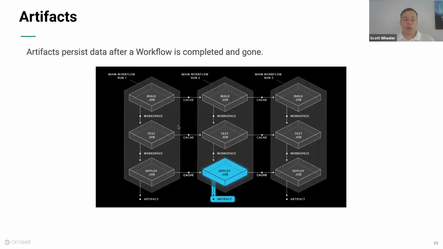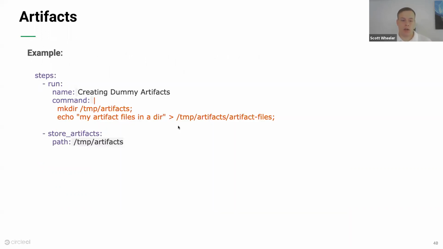Artifacts. Artifacts persist data after a workflow is completed and gone. This is most useful in situations where you want to distribute an application. However, CircleCI should not be used to distribute your applications. We don't guarantee how long artifacts will be available. Creating an artifact is relatively simple, using the store artifacts command and providing a path to the artifacts.